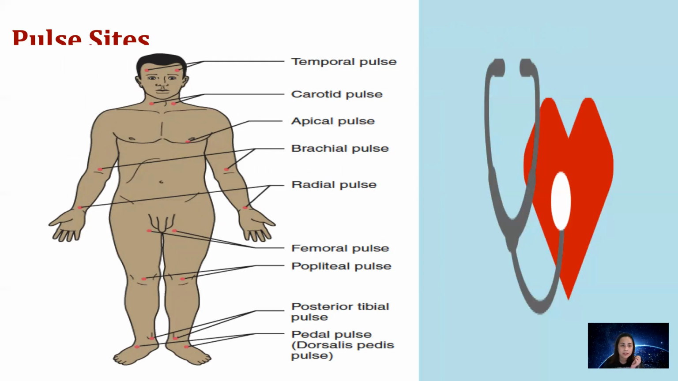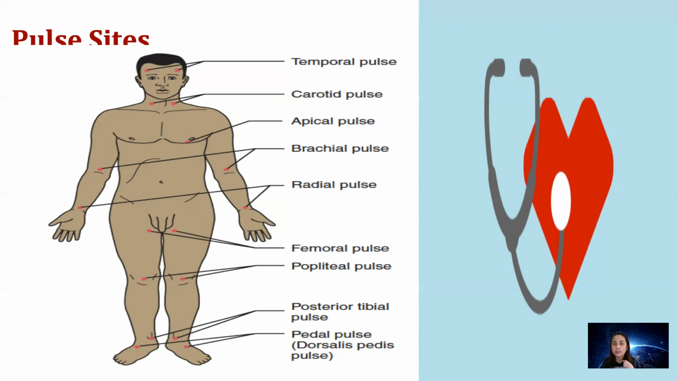So remember the pulse sites. Okay, ano-ano yung mga pulse sites na ginagamit natin to check the pulse? So we have the temporal, yan yung sa sentido. We have the carotid pulse. Carotid pulse is being used when you're having cardiac arrest and you're doing CPR for your patient. To check the pulse, don't check the radial pulse. You should check the carotid pulse.